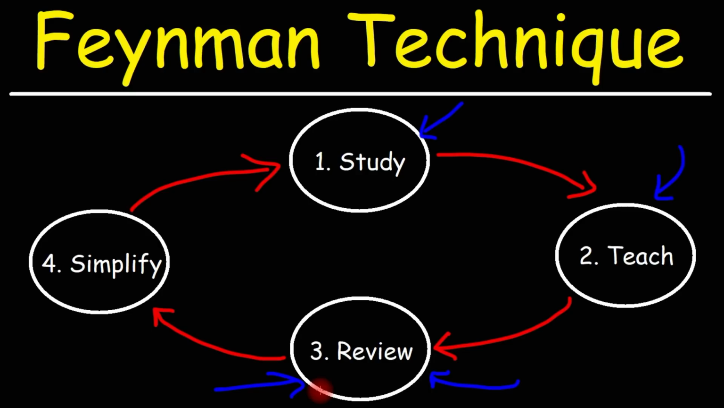So that's the basic idea behind Feynman's technique of learning something new and understanding it. Number one, you want to study it. Number two, teach it to others. Number three, once you've identified gaps in your knowledge, go back and review the material. Number four, simplify your explanation. Develop the ability to explain what you learn in such a simple way that anyone with a limited vocabulary can understand. So that's the basic idea behind the Feynman technique, and hopefully you found this video to be helpful.